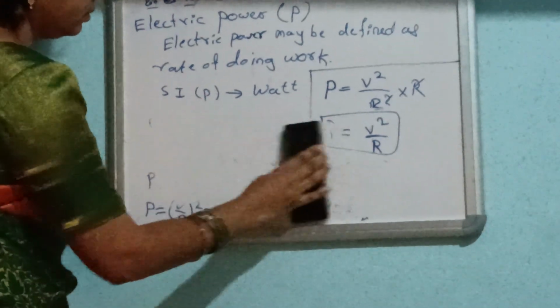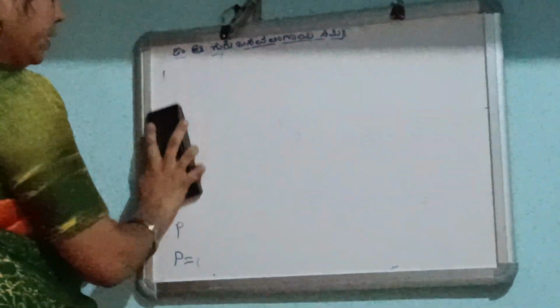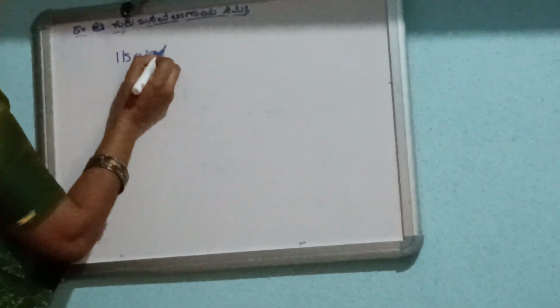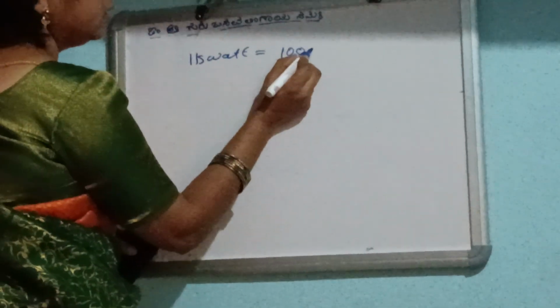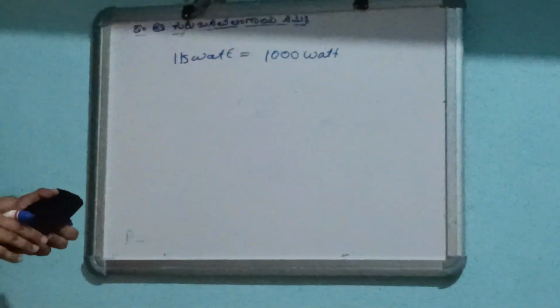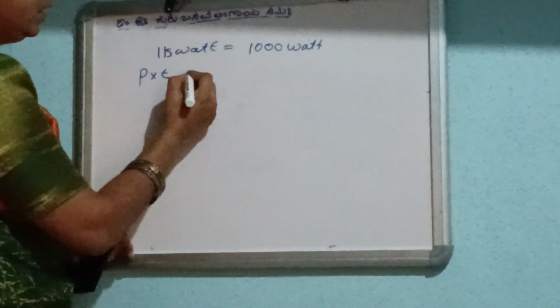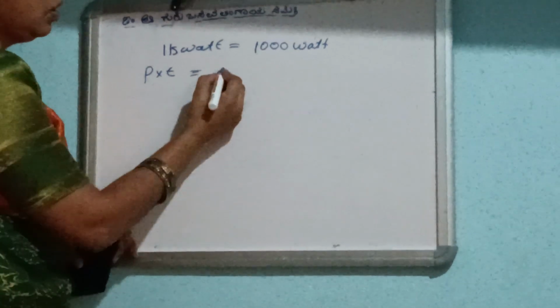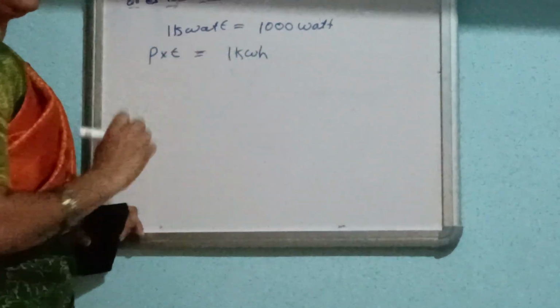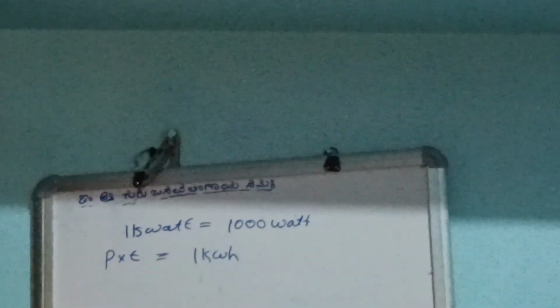Next. We know that the SI unit of electric power is watt. In actual practice, it is really small. The larger unit is 1 kilowatt. 1 kilowatt is equal to 1000 watt. We know that energy is a product of power and time. That's why it is used. Its commercial unit is 1 kilowatt hour, because watt is very small in actual practice.